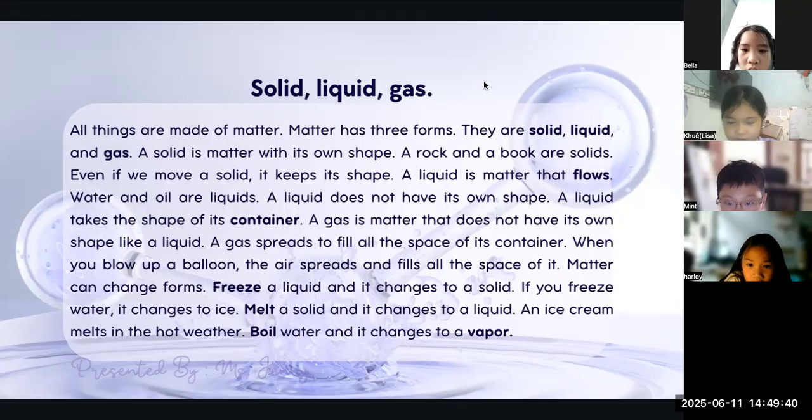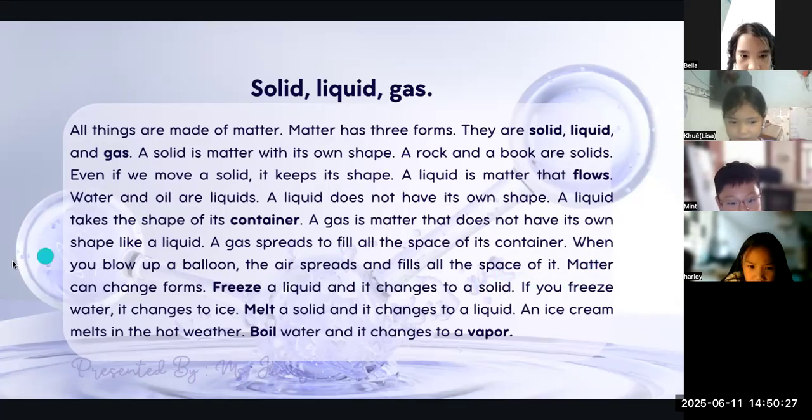Next, Bella. A liquid is matter that flows. Water and oil are liquids. A liquid does not have its own shape. Mint. A liquid takes the shape of its container. Next. A gas is matter that does not have its own shape, like a liquid. A gas spreads to fill all the space of its container. When you blow up a balloon, the air spreads and fills all the space of it.